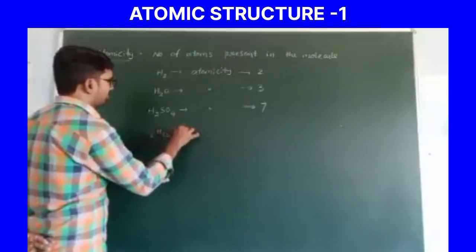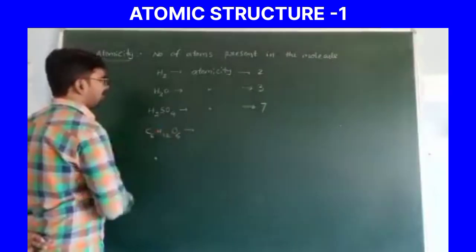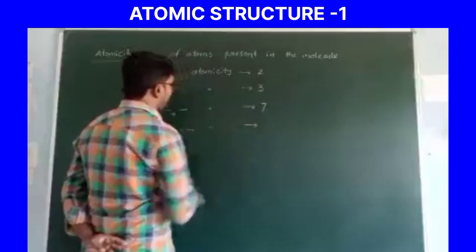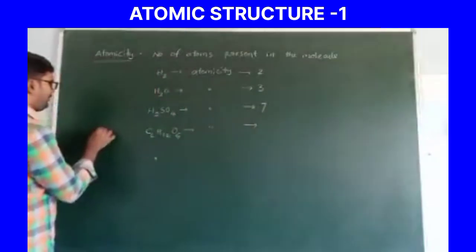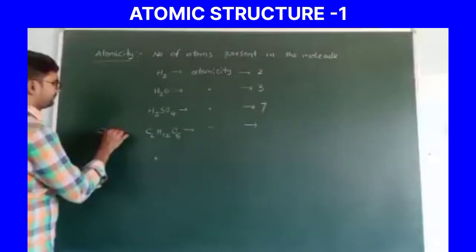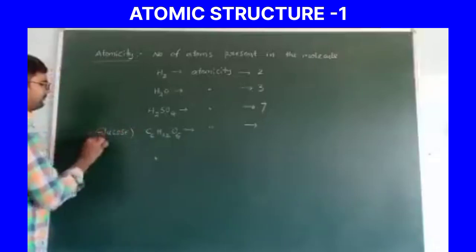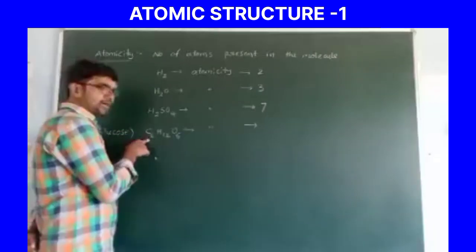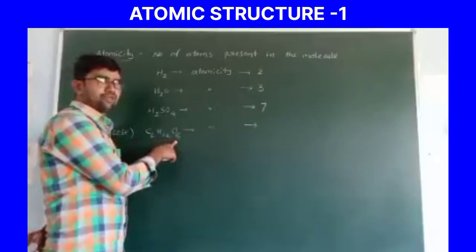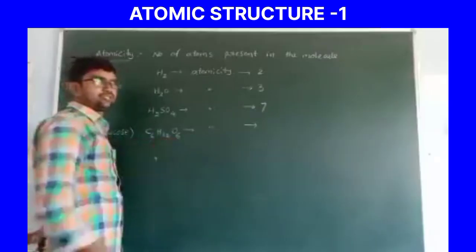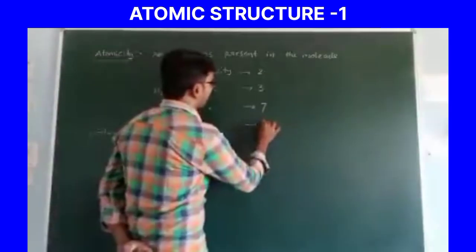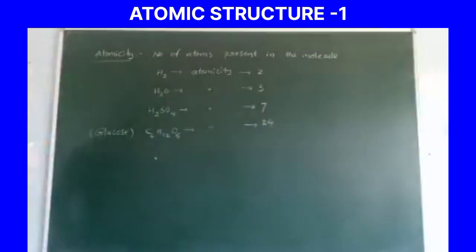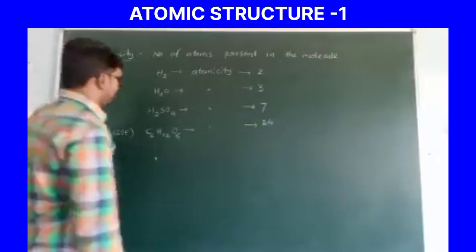Now the glucose formula, we know that it is C6H12O6. What is the atomicity of glucose? This is the glucose or fructose formula. Six carbons, 6 oxygens, total 12, plus 12 hydrogens. So 12 plus 12 is 24. 24 atoms are present. Right? Next.